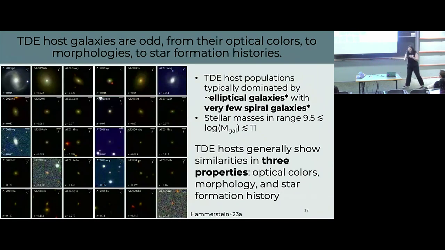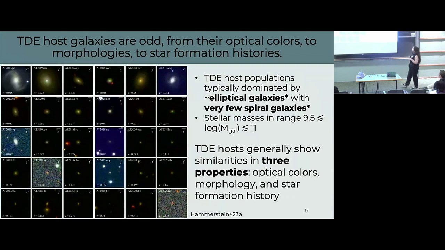Okay, so moving on to host galaxies. I'm showing here on the left the 30 TDE host galaxies from the ZTF1 sample, and they look kind of boring. I probably could not tell you the difference. If you showed me this one and this one, I couldn't tell you which one was which. We usually find that most of these samples are dominated by elliptical galaxies with very few spiral galaxies, save for the lower redshift ones.